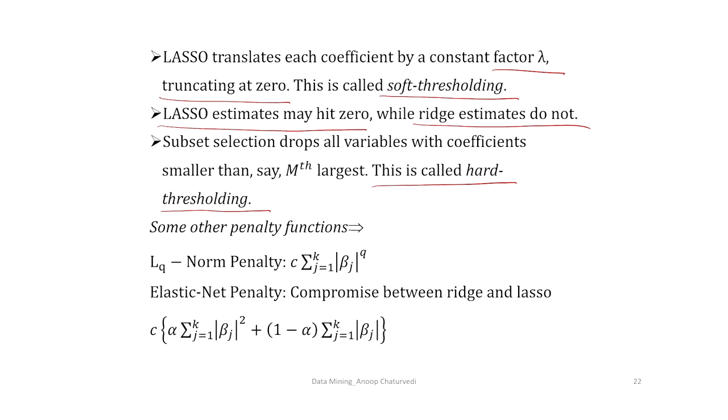There are some other penalty functions also, say Lq norm penalty, which is C times summation j equal to 1 to k mod beta j to the power q. In this Lq penalty, if you take q equal to 1, then you get lasso penalty. And if you take q equal to 2, you get ridge penalty. And then there is elastic net penalty. Elastic net penalty actually compromises between ridge and lasso. So, the elastic net penalty is C times alpha summation j equal to 1 to k beta j square plus 1 minus alpha summation j equal to 1 to k mod beta j.